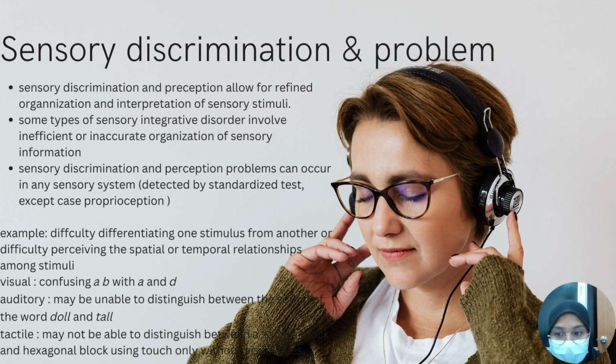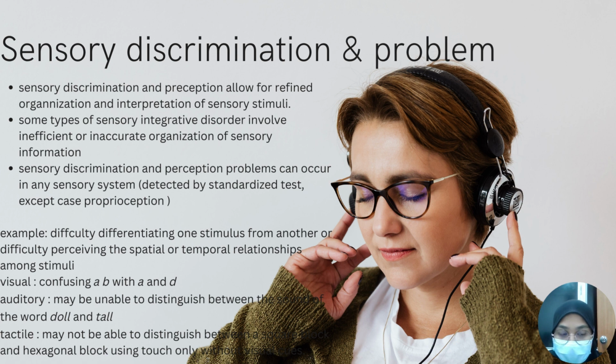So, what is a sensory discrimination and perception problem? Sensory discrimination and perception allow the refined organization and interpretation of sensory stimuli. Some types of sensory integrative disorder involve inaccurate organization of sensory information. For example, difficulty differentiating one stimulus from another, or difficulty perceiving the spatial or temporal relationship among the stimuli.